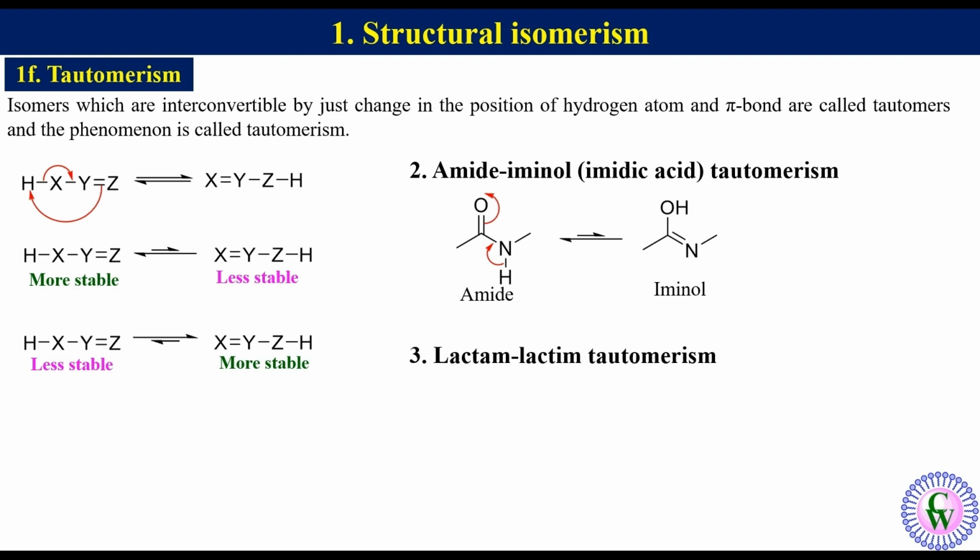Third example is lactam-lactim tautomerism. We know that lactams are cyclic amides. This is a general structure of a lactam. Relocation of hydrogen will give lactim. Since lactam is more stable than lactim, the equilibrium arrow will be like this.